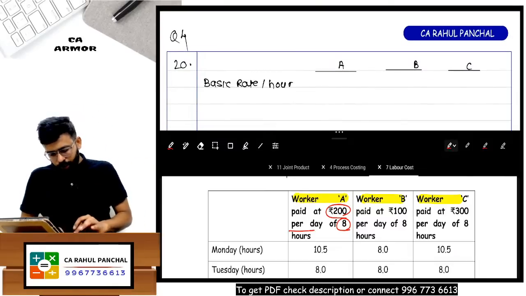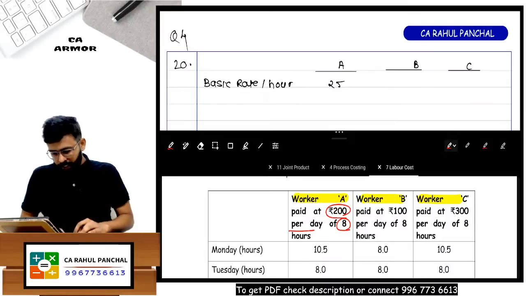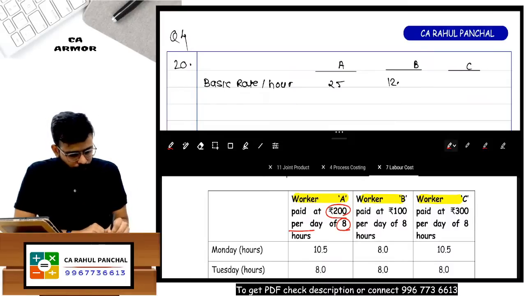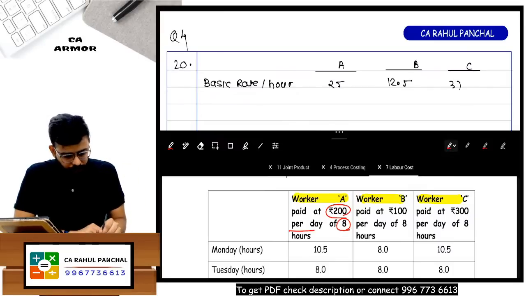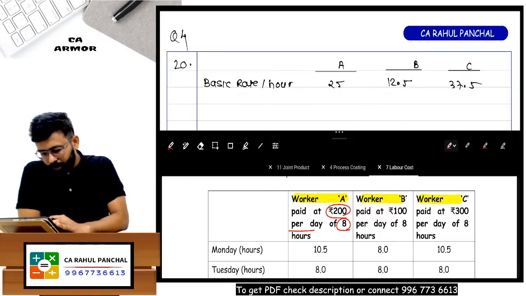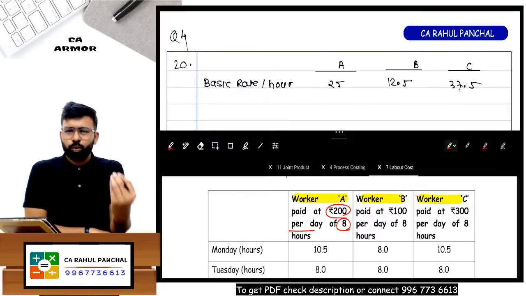So sir, he is getting 200 rupees for 8 hours. So 25 rupees is basic rate. Okay. He is getting 100 rupees in 8 hours. It means he is getting 12.5 rupees. Okay. 300 rupees in 8 hours. It means he is getting 37.5. This is something which is understandable, right? So that we can start ahead. Once you get this 37.5, we just divided by this 200 divided by 8.